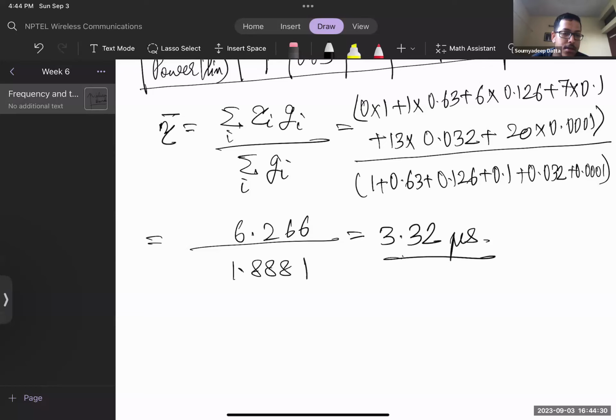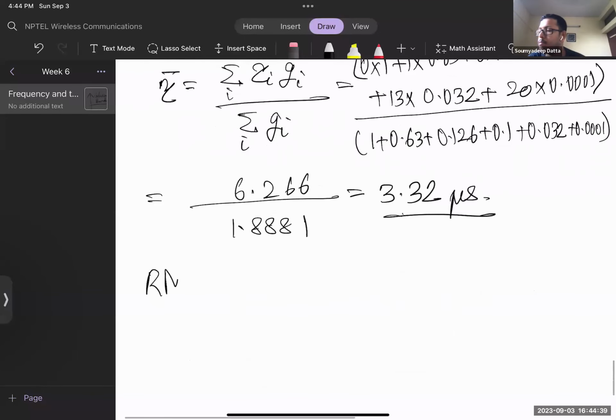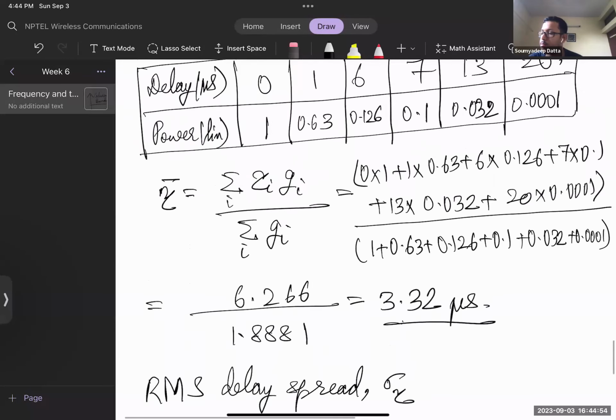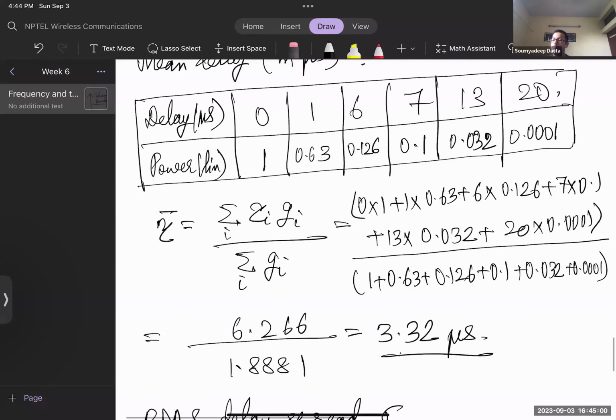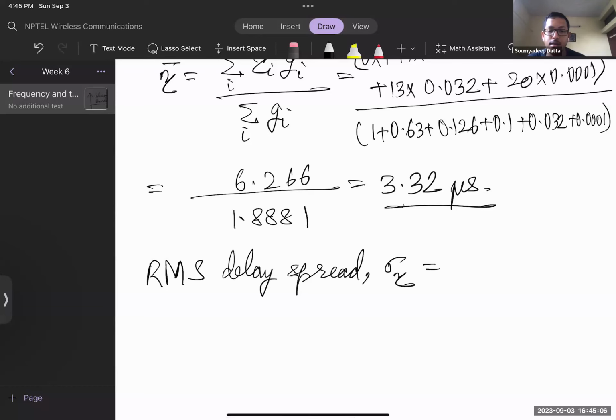So now you are asked the RMS delay spread, denoted as sigma tau. So you are asked to calculate the RMS delay spread. What is the dispersion in these delay values? And this is defined as the kind of standard deviation.